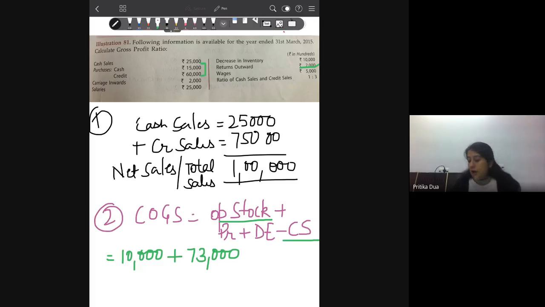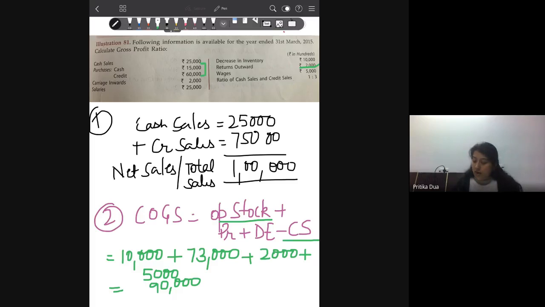उसके बाद आपके बचे हुए direct expenses. So carriage inwards and wages. Salaries are indirect expenses, won't be considered here. 90,000 आपका cost of goods sold आ गया.